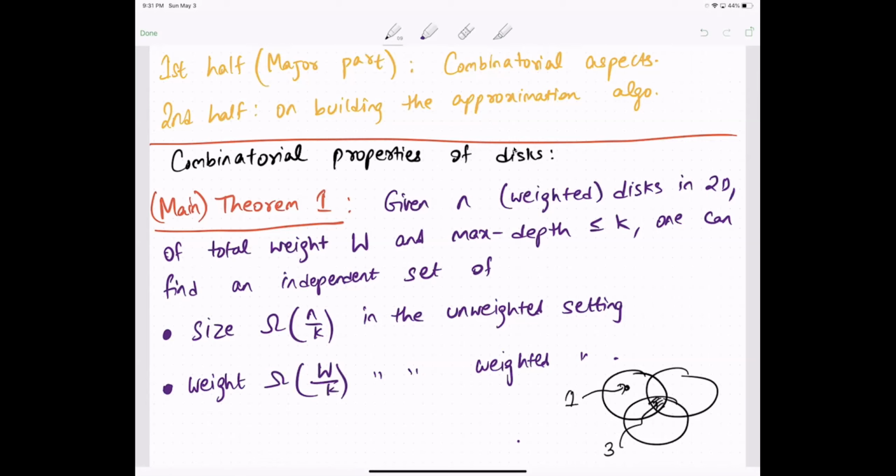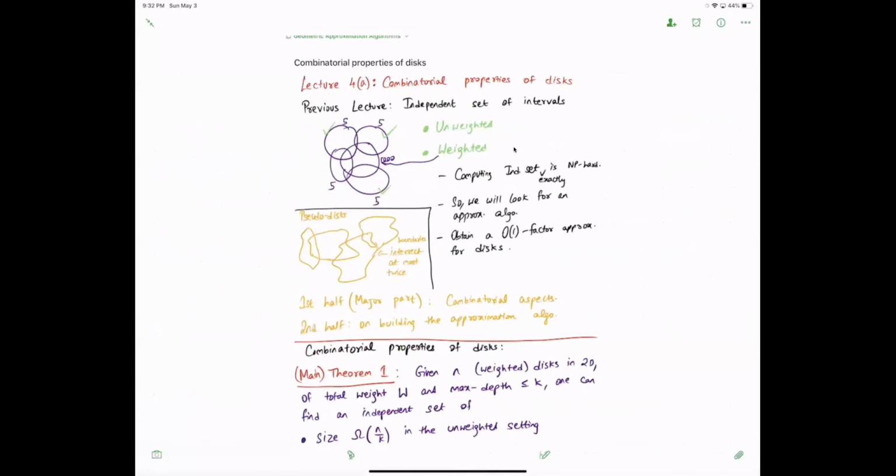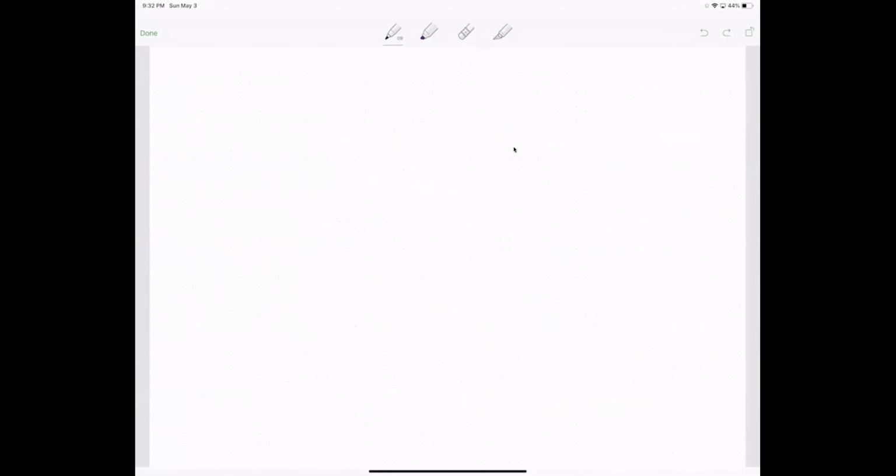In general, we are saying, given a collection of n disks, we are given an upper bound saying that the max depth will be at most k. Given that, we can always, and that's what we'll show today, find an independent set of size n over k. This property is very specific to disks, because in general, this is not true. For example, I can show you examples where the depth is small.